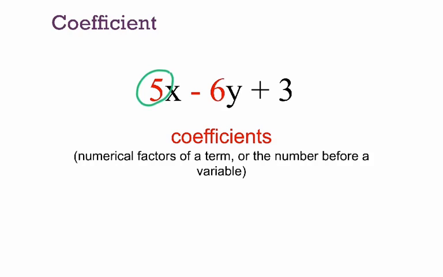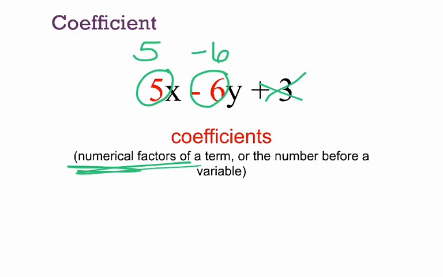All right, now coefficients. Notice, only these two numbers are coefficients, not 3. Coefficients are the numbers before a variable. So they're the numbers out front of the variable. So the coefficient of x, if I would ask you, is 5. What is the coefficient of y? Well, it's negative 6.